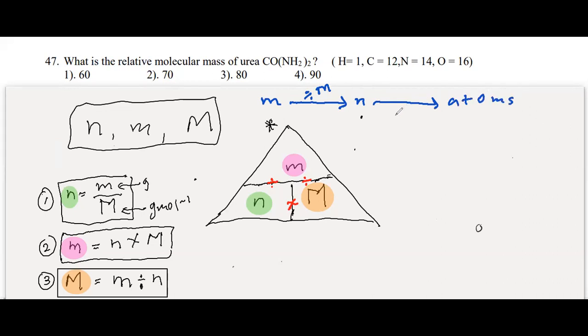If you know the moles of atoms, then you can find the number of atoms. If you know the moles of molecules, you can find directly the number of molecules by multiplying the moles by the Avogadro constant. So if you know the moles, you can find basically molecules as well as atoms.